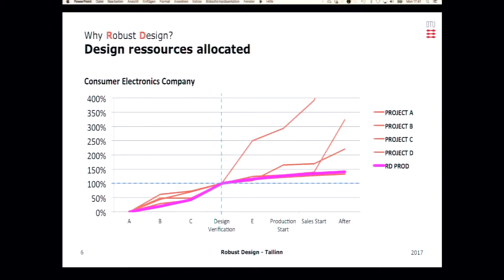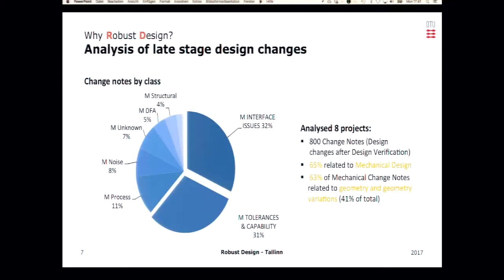It turned out that basically 32% of them were related to mechanical interface issues between two or more components. And 31% were related to a mismatch between the process capabilities that the production system could cope with and the tolerances specified by the designer. So in other words, the designer was attributing too tight a tolerance that the production unit could not meet.